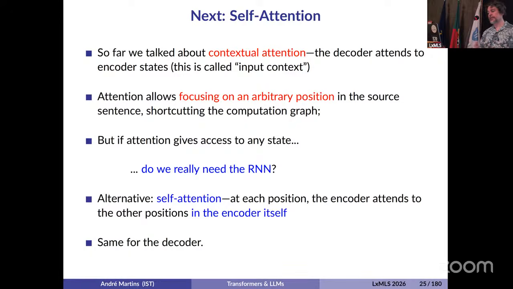So we are going to see that one alternative to an RNN is to use something called self-attention, where at each position, the encoder is going to attend to the other positions in the encoder itself. So this is no longer the decoder attending to the encoder, it's the encoder attending to itself. And you can do the same thing on the decoder side. When we are generating the sequence, we can also have the decoder attending to the decoder representations directly. Okay?